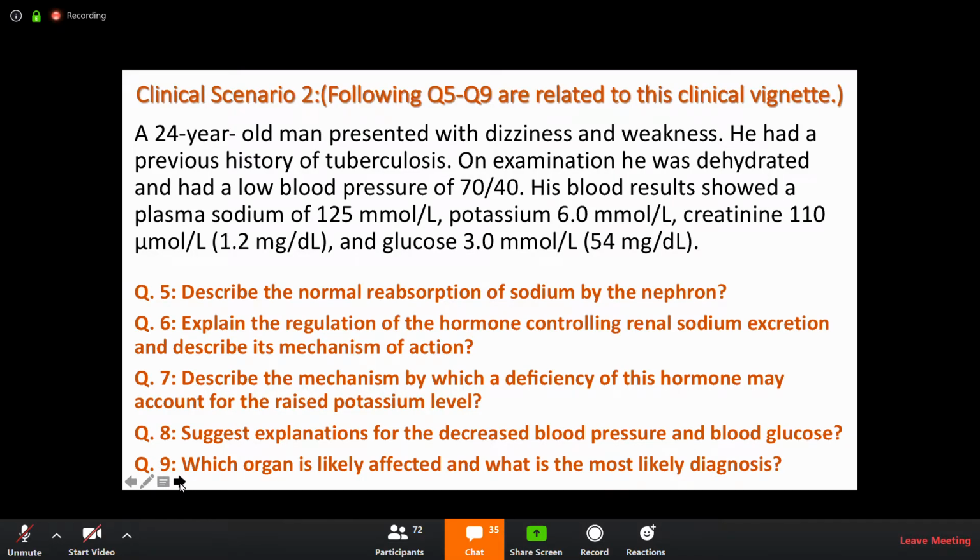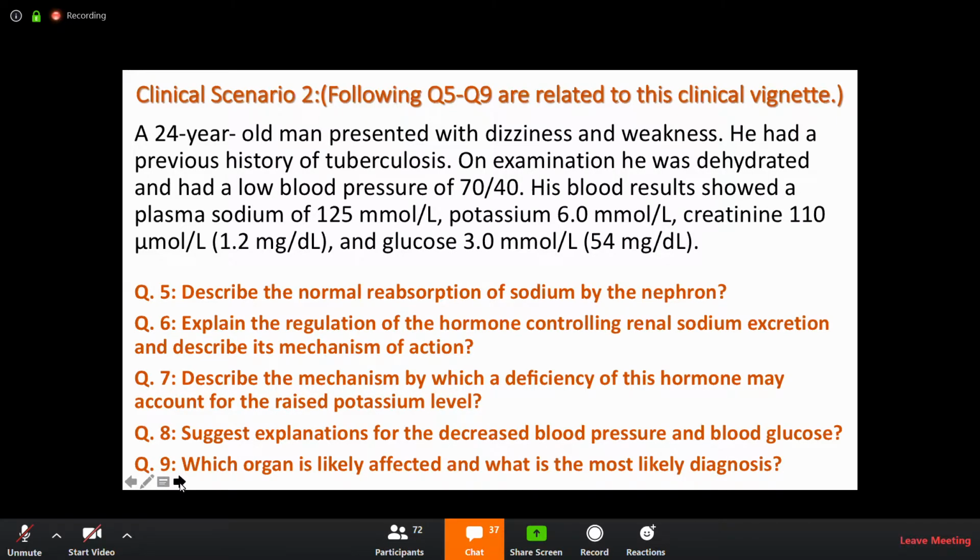We have a question here, Doctor. I don't get why there is an increase in potassium. Dr. Abdullah, do you want to take that? As we have already said, aldosterone is responsible for the absorption of sodium and secretion of potassium. If there is no aldosterone, definitely the potassium value will increase because it is not being secreted.